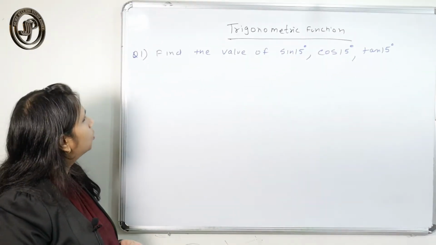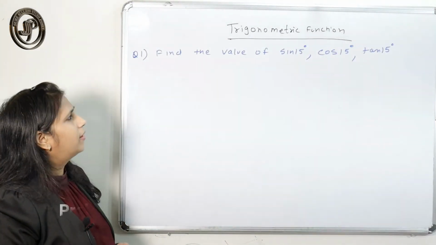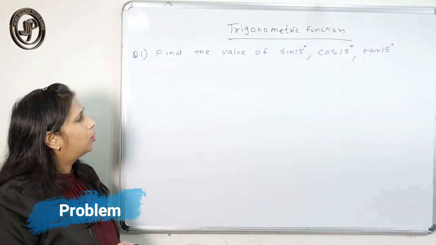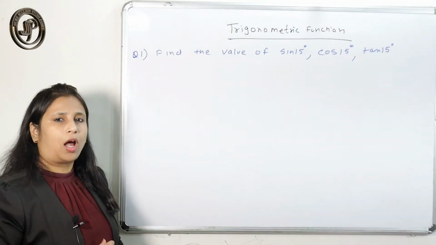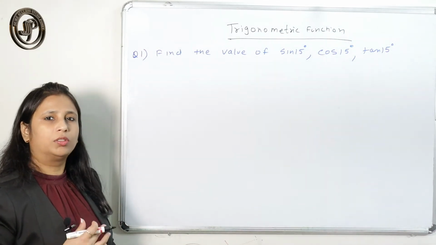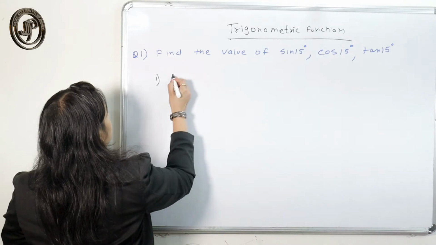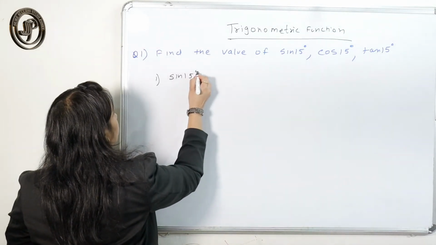So let's do some questions. Here we have a question. Find the value of sin 15 degree, cos 15 degree, tan 15 degree. All the questions that we are going to do are based on the formulas that I have given in today's lecture. So the first question is, we have to find the value of sin 15 degree.